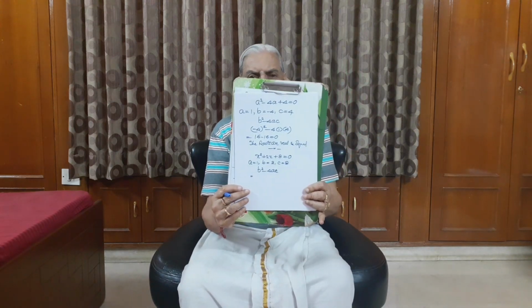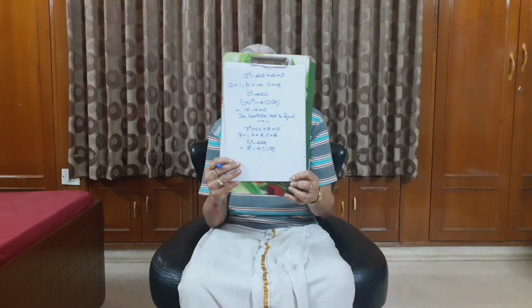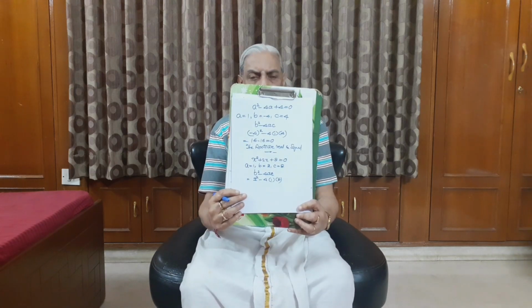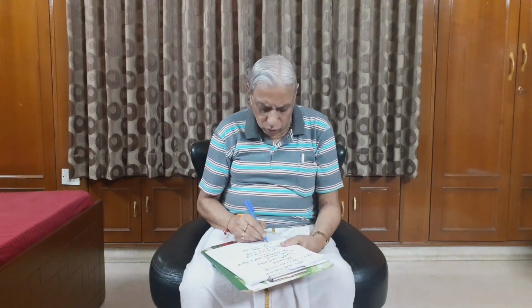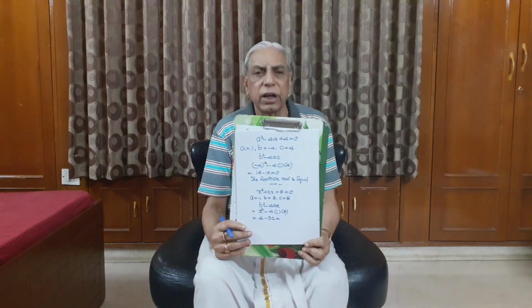Now apply. I have written b square minus 4ac, I will apply it. b square means 2 square, minus 4 into a, that is 1, c is 8. 2 square minus 4 into 1 into 8. Correct? I will simplify this. What is 2 square? 4 minus 32. 4 minus 32 means it is minus 28.